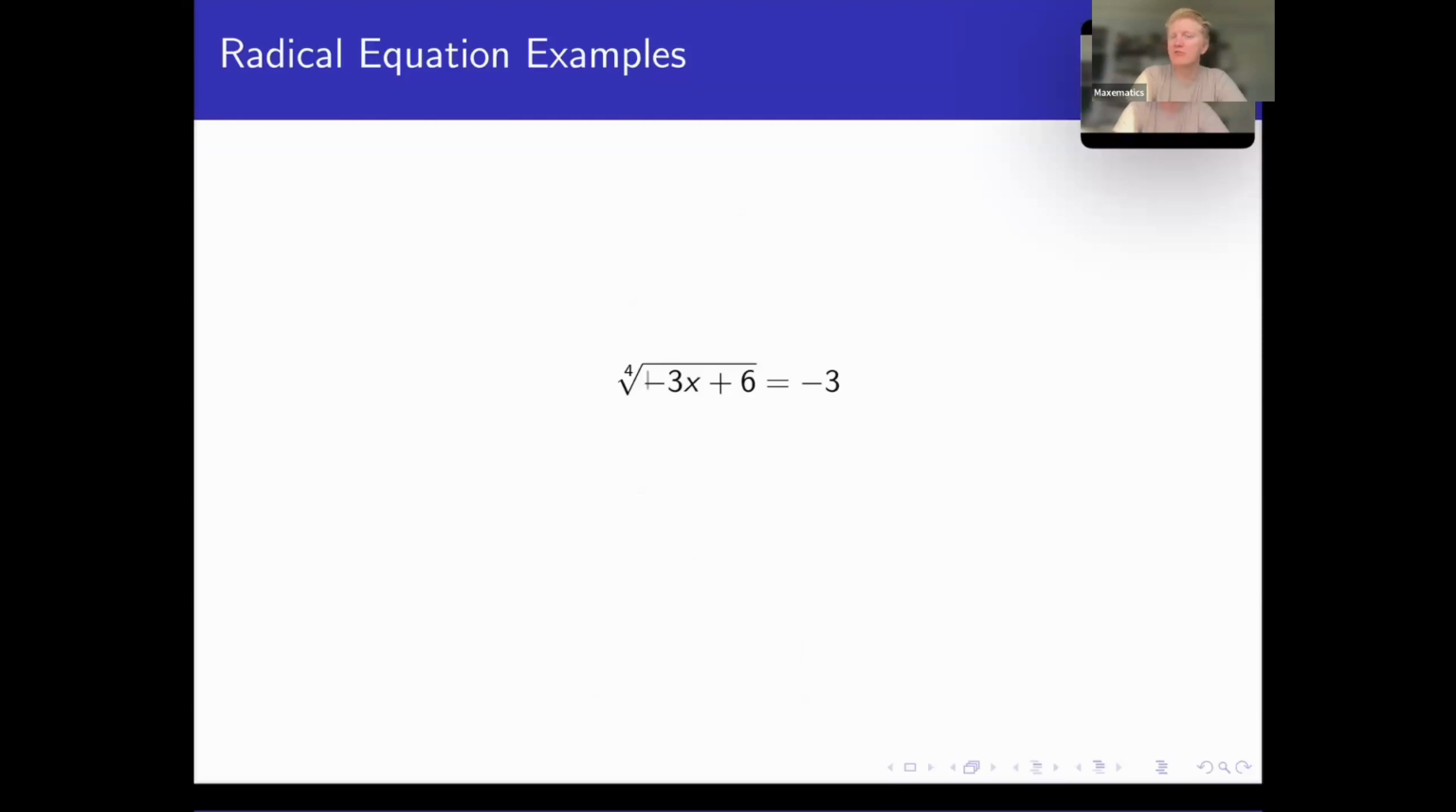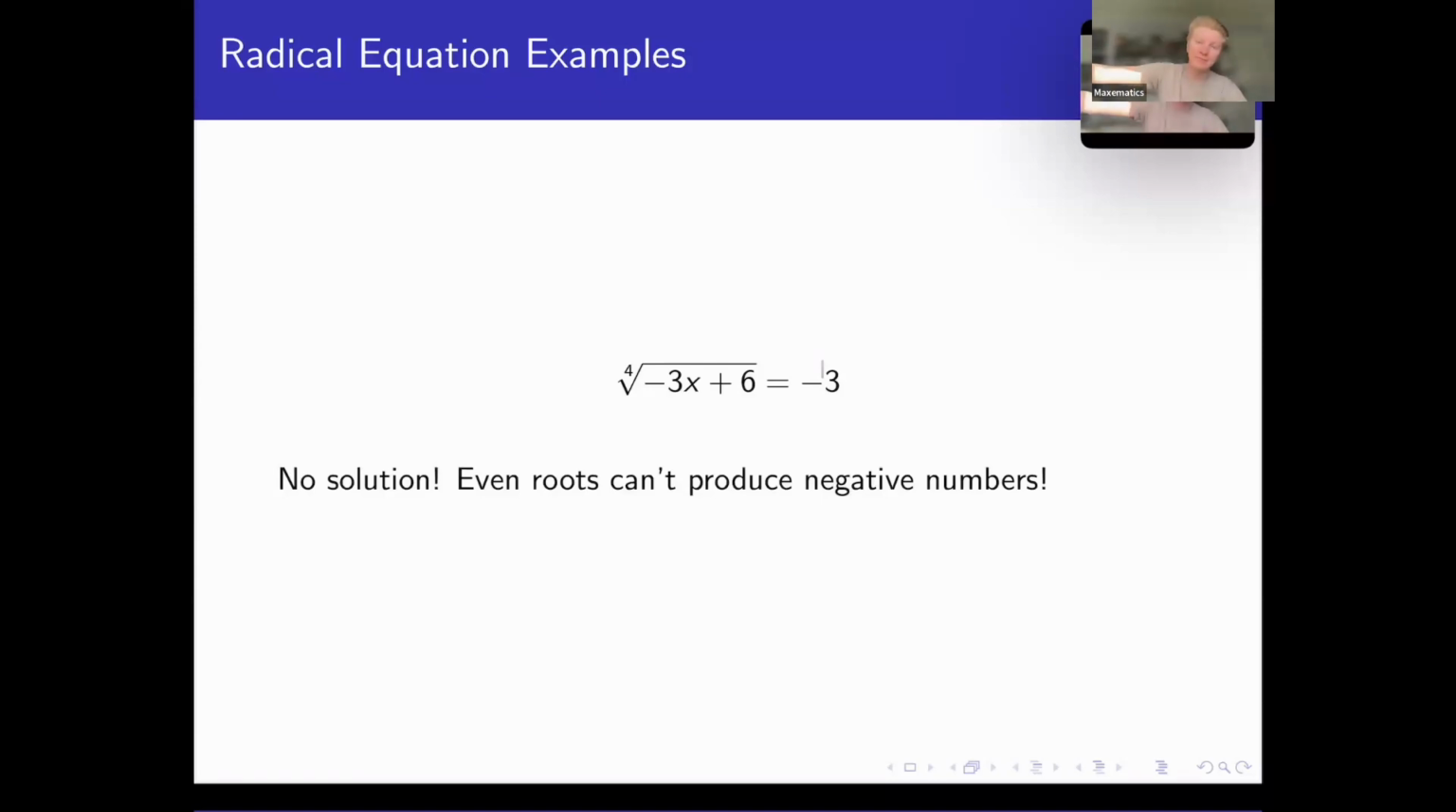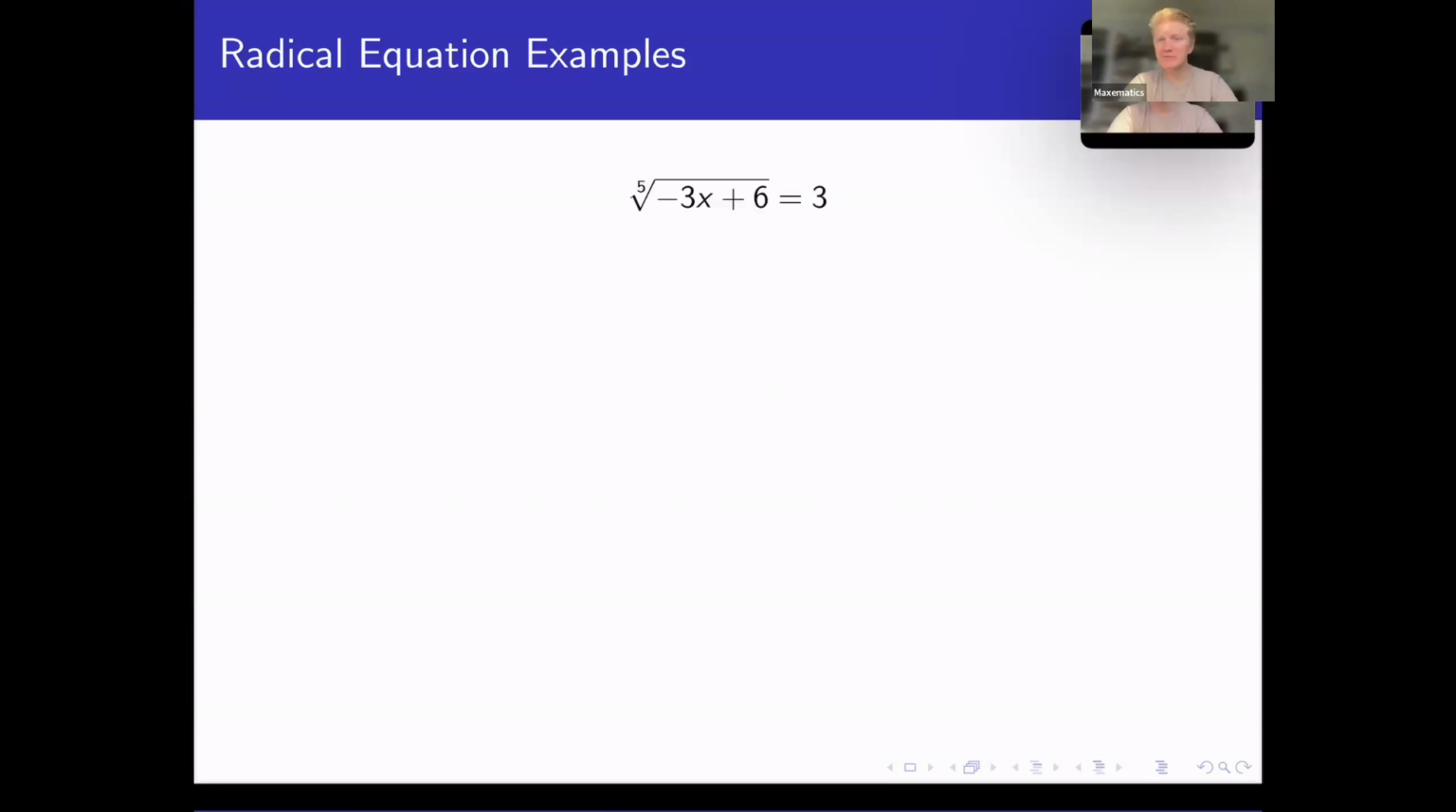But when you plug negative 25 into here, negative 3 times negative 25 is positive 75. Positive 75 plus 6 is 81. Fourth root of 81 is positive 3, but we're saying it's equal to negative 3. However, we can treat it far easier and just say that even roots can't produce negative numbers. Done. That's it. Okay, let's keep going.